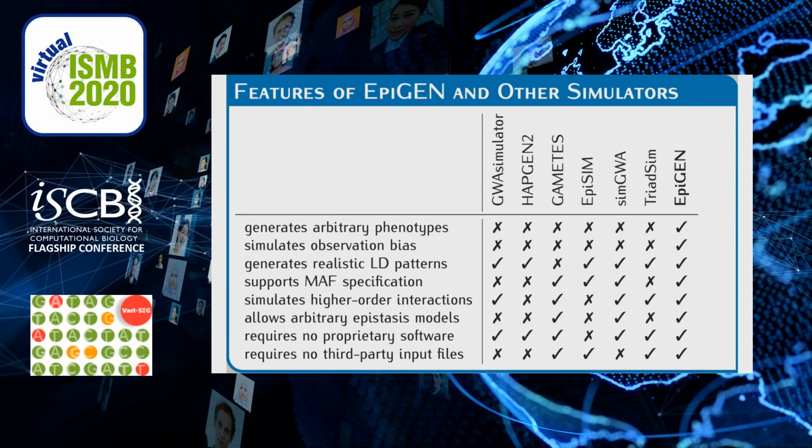Here is an overview of EpiGEN's main features. EpiGEN can generate arbitrary phenotypes. It can simulate observation bias, it generates realistic LD patterns, it supports the specification of minor allele frequencies, it can simulate higher order interactions, it allows arbitrary epistasis models, it requires no proprietary software, and it requires no third-party input files. As you can see, EpiGEN stands out from existing simulators in that it combines all of these desirable features.